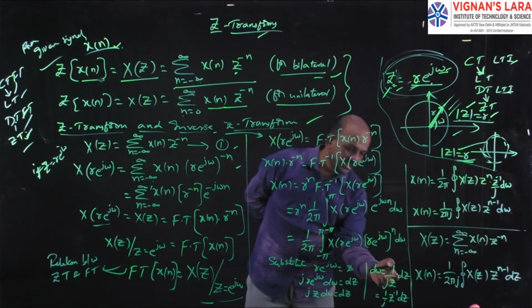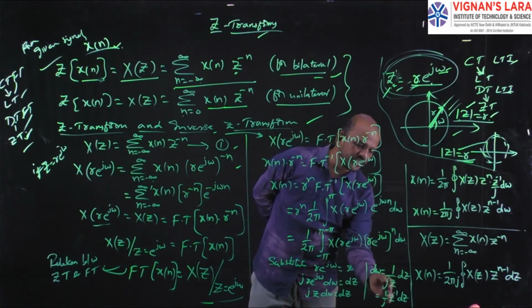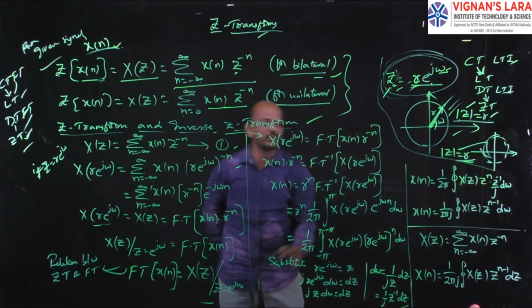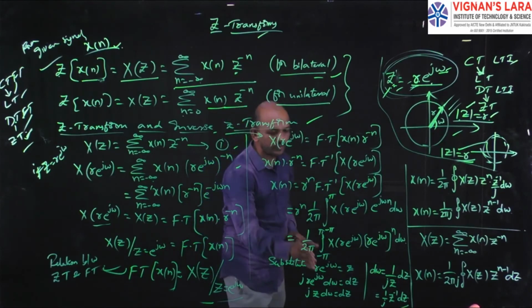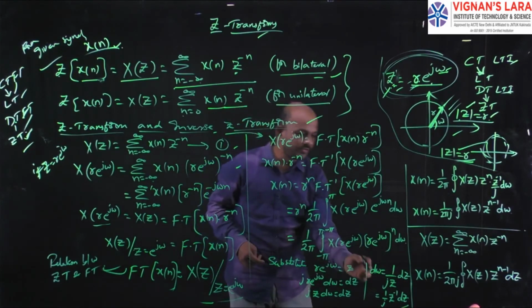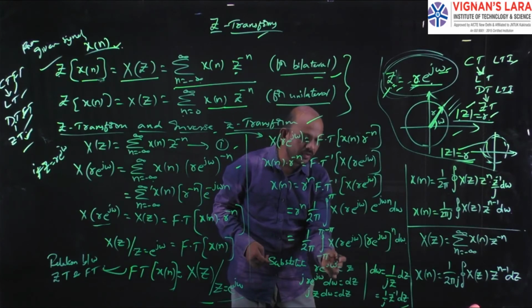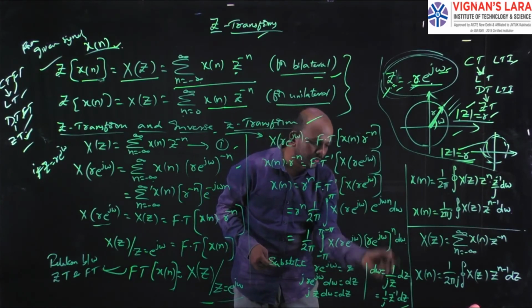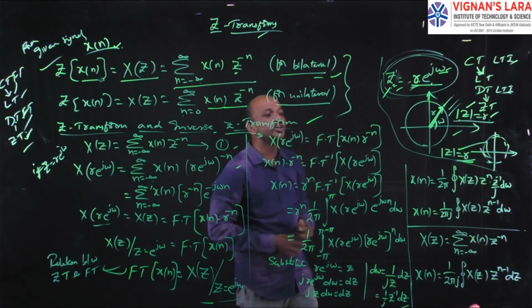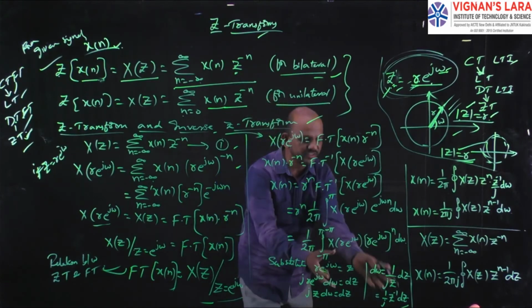Or you can write 1 by z equal to z inverse. So 1 by j into z inverse into dz. This is the formula for d omega. Whenever we substitute r into e power j omega equal to z, in place of d omega I have to write 1 by j into z inverse into dz. Okay. Now substitute these two in this formula.